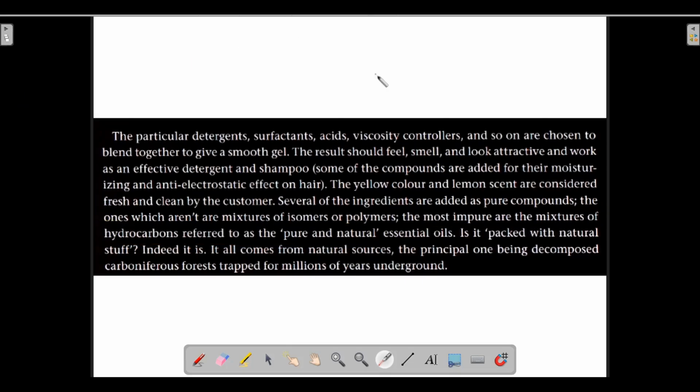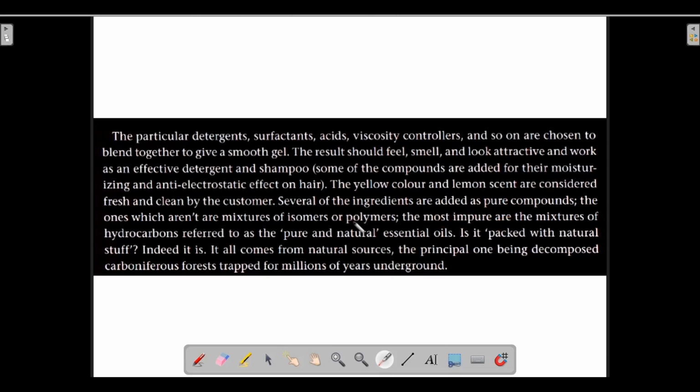So it is saying that the most impure substances which are put in the shower gel are the mixtures of hydrocarbons, for example, alpha pinene. The tea tree essential oil is actually taken from nature, but it is a mixture of many compounds. It is not a single compound. It is a complex mixture of many hydrocarbons. So the most impure means chemically impure, impure in terms of chemistry.